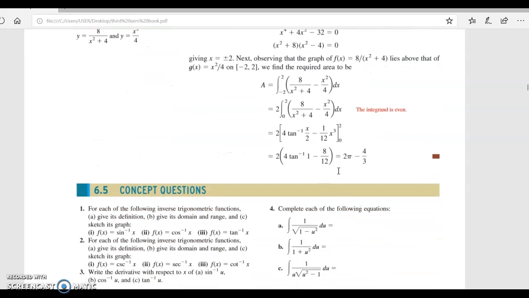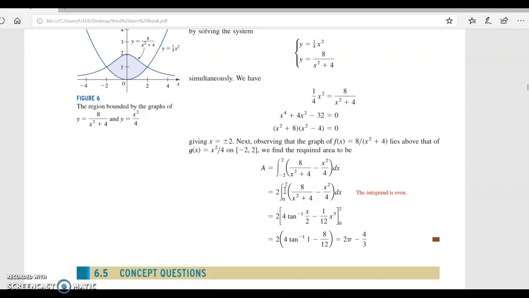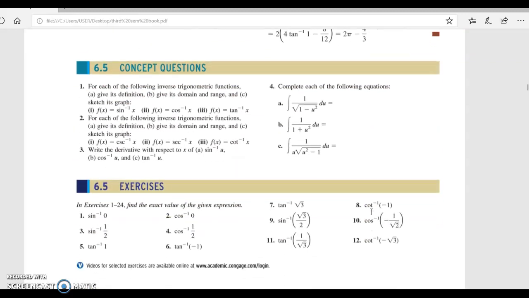So next, the required area is the integral of the upper graph minus lower graph in this region. So 8 by x square plus 4 minus x square by 4 dx. This is the integral of tan inverse x by 2 minus x cube by 12. So the answer is 2 into 4 tan inverse 1 minus 8 by 12. That is 2 pi minus 4 by 3.